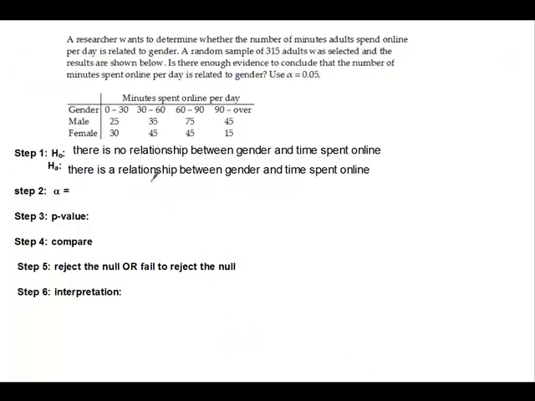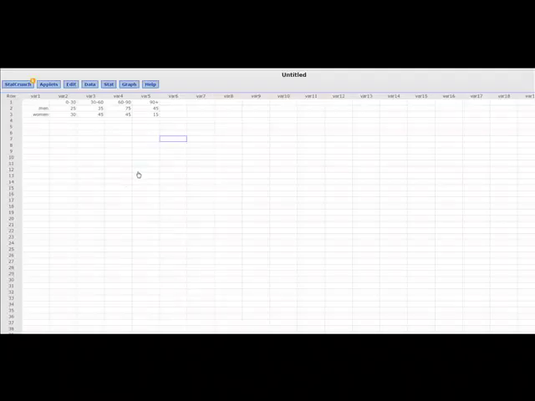We think there is a relationship, that the chi-square value would not be equaling 0. The null, which always has an equal sign, says there is no relationship, that the observed and the expected for the chi-square calculation will be the same, or 0. Alpha is 0.05.